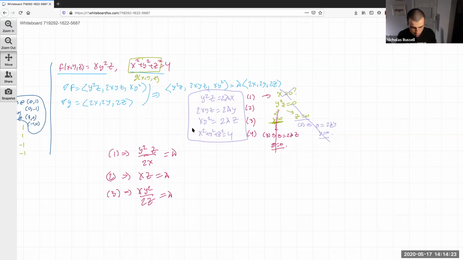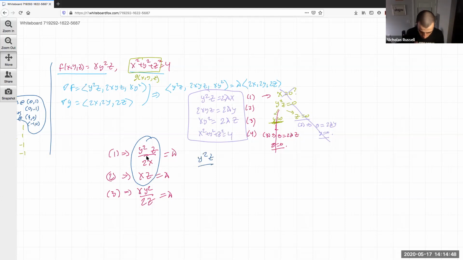Okay, so what does this mean? Well, this means that I can actually equate, for instance, these two equations, because they're equal to lambda. So I'm not solving explicitly for lambda here. I'm trying to use lambda as a kind of pivot point to go in a different direction. So for this kind of problem, I can set these two equal to each other.